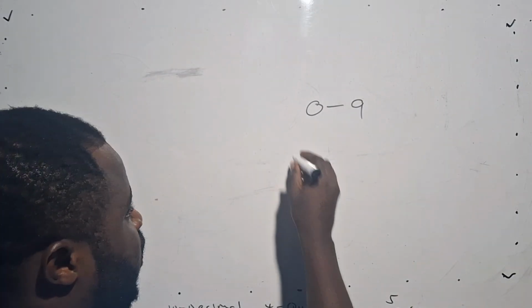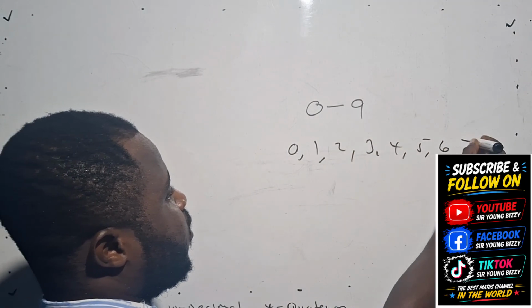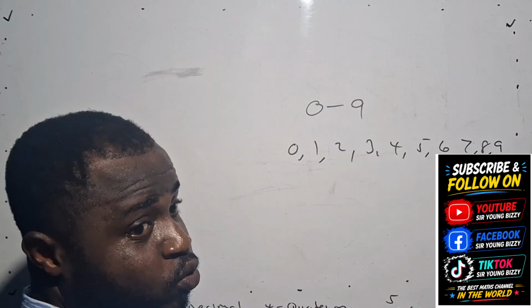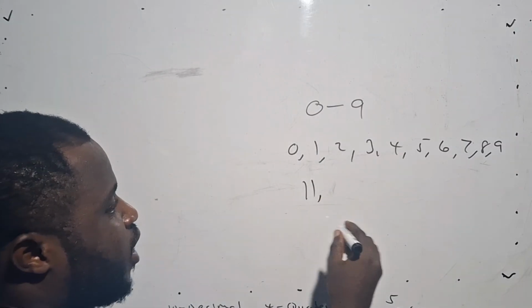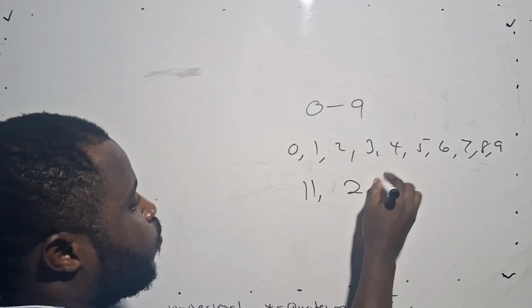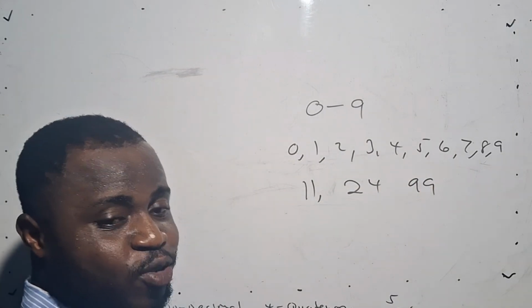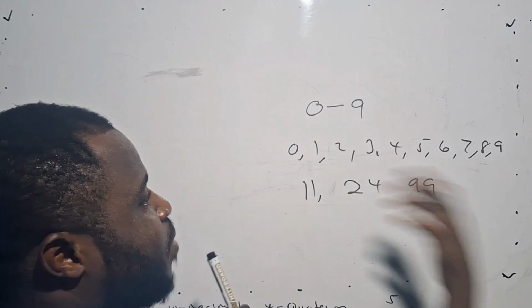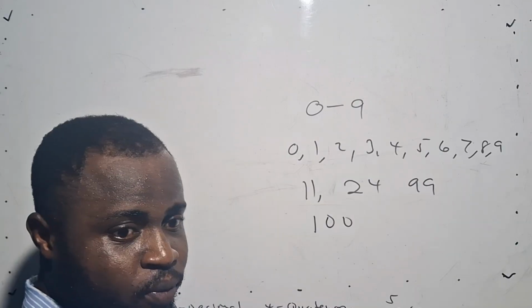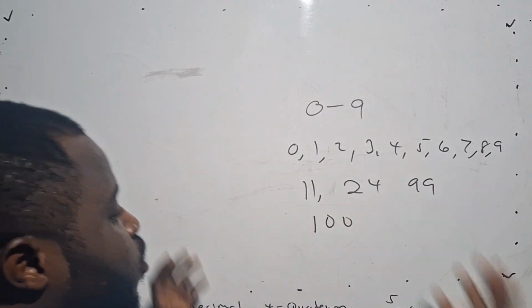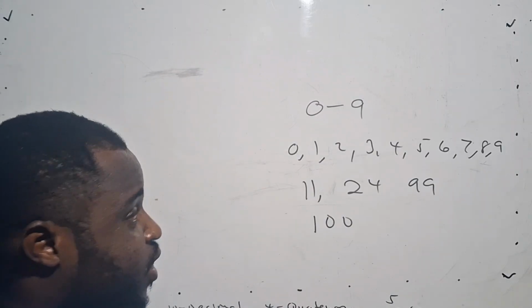So if I have 0, 1, 2, 3, 4, 5, 6, 7, 8, and 9, and I want to write 11, then I have to combine two of these numbers. If I want to write 24, I have to combine 2 and 4. If I have 99 and I want to write 100, there's no number I'm going to use again apart from writing 1 here and 2 zeros. So all numbers we write are in the decimal numeral.